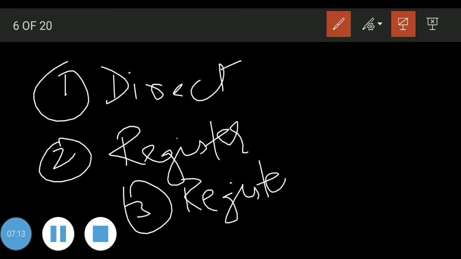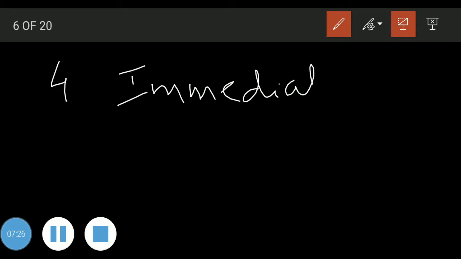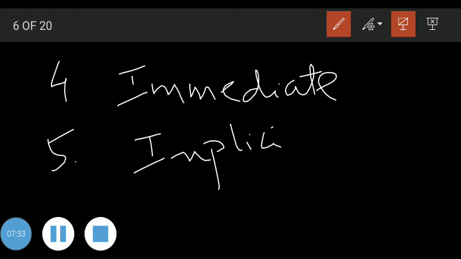Fourth, immediate addressing mode. Fifth one, implicit or implied addressing mode. Now we will learn all these addressing modes in detail.